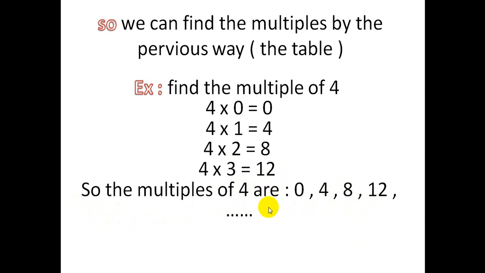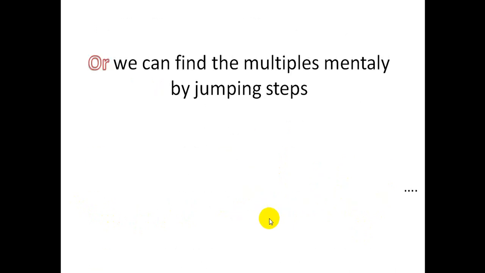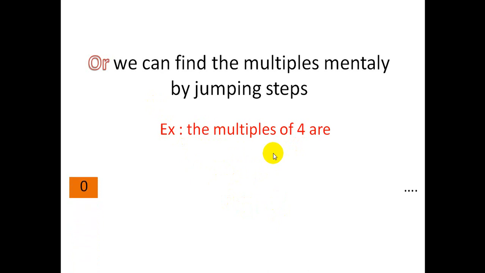Okay, and the second way is what? The second way is by jumping steps. How? Example here. Find the multiples of 4. We can start from 0 without the table. Always we start by 0. All the numbers have 0 as a multiple. So we can start from 0.